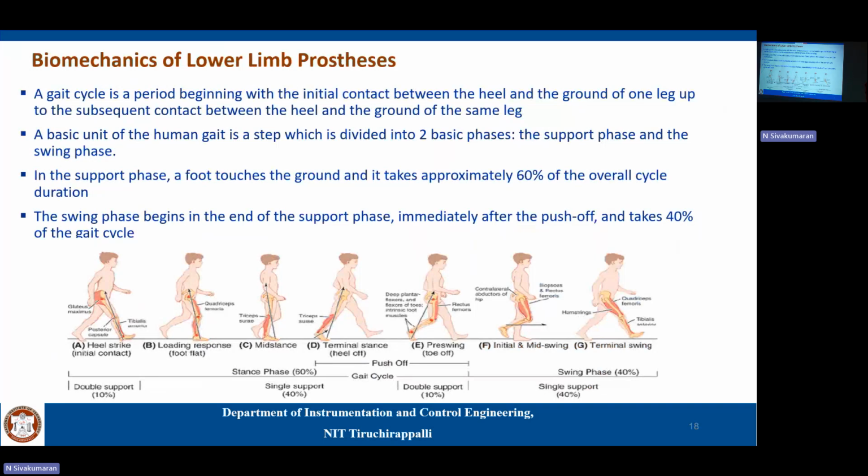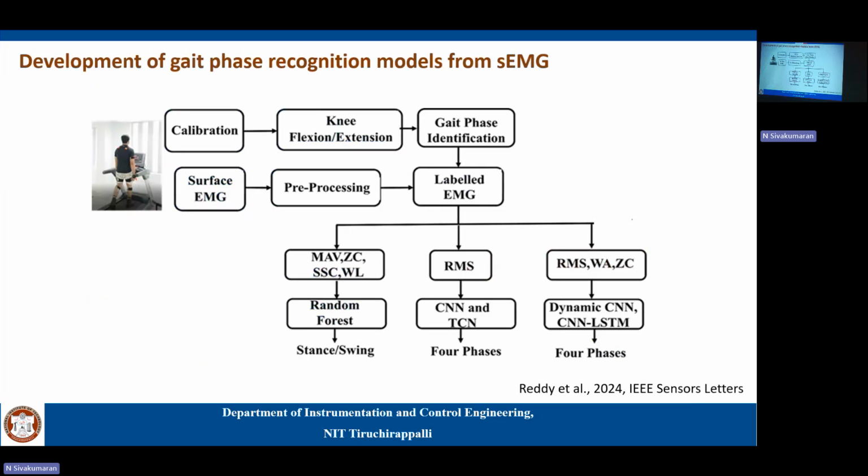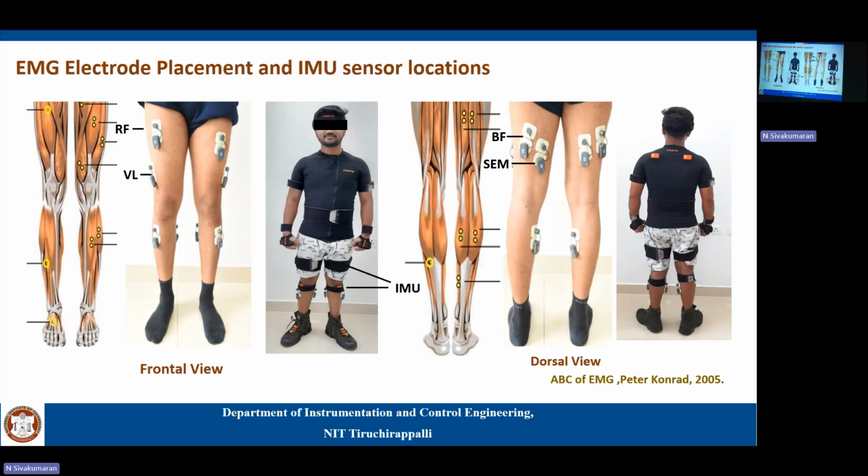Generally, if you see, this is one step: from heel strike to the next heel strike of the same leg. We categorize it into 8 phases. You can see this; we have done this in our lab. I'll come directly there. We placed the sensors, this one on the quad muscle.